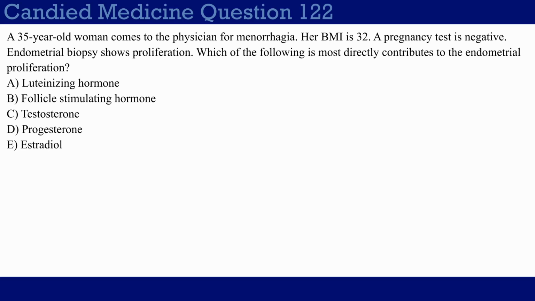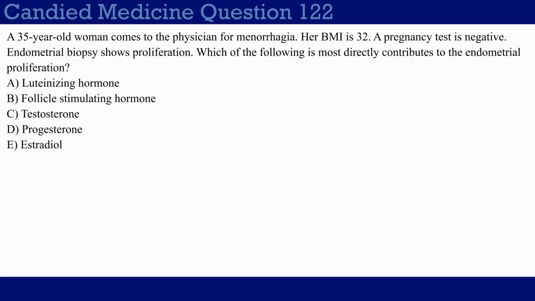A 35-year-old woman comes to the physician for menorrhagia. Her BMI is 32. The pregnancy test is negative. Endometrial biopsy shows proliferation. Which of the following is most directly contributing to the endometrial proliferation?